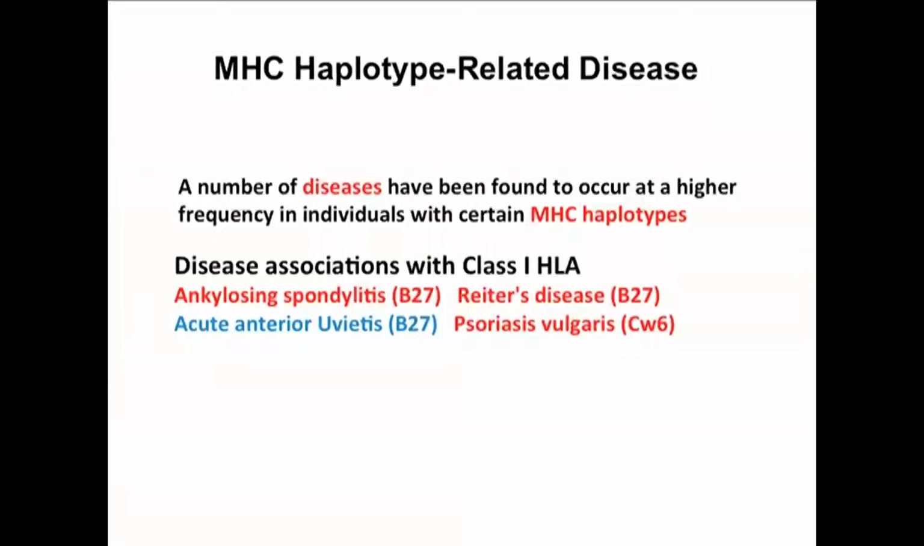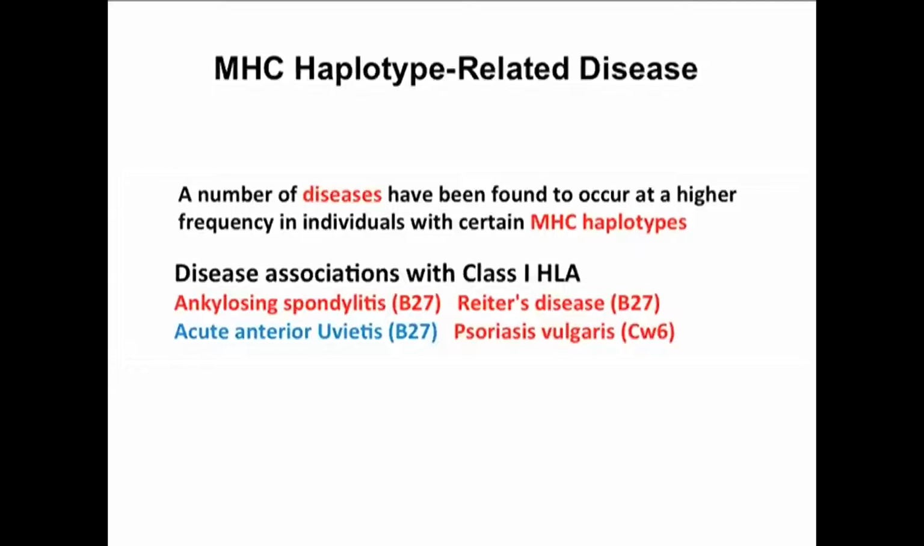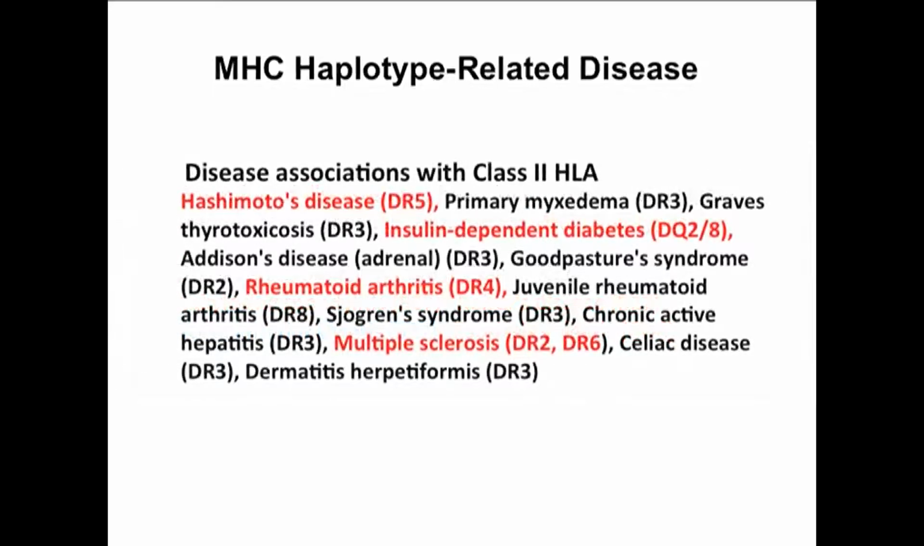There are several diseases that are related to MHC molecules. The diseases associated with class 1 MHC molecules are ankylosing spondylitis, psoriasis vulgaris or Reiter's disease. These are mostly of autoimmune origin. For example, in ankylosing spondylitis, the marker B27 is found to be highly expressed. Similarly, for class 2 MHC diseases, there is Hashimoto's disease, which is the autoimmune thyroiditis, multiple sclerosis, rheumatoid arthritis, insulin-dependent diabetes, and so on.